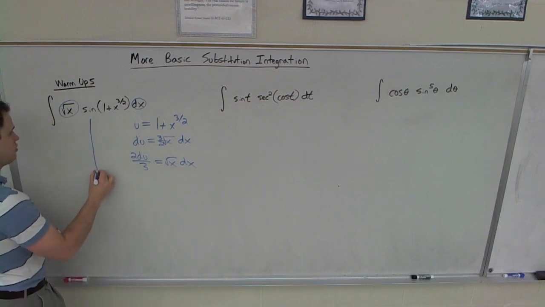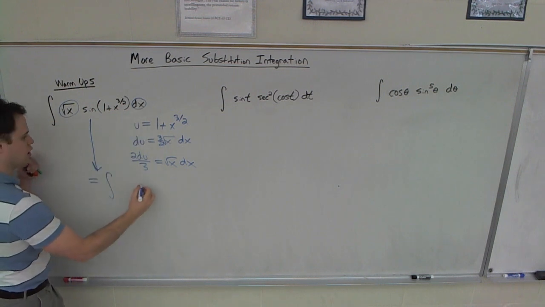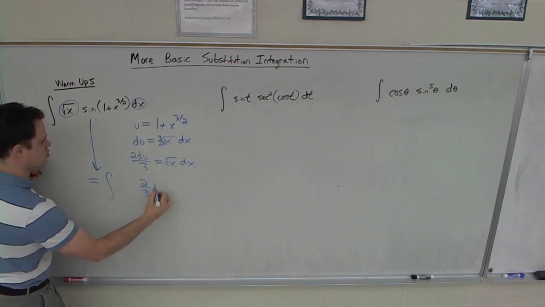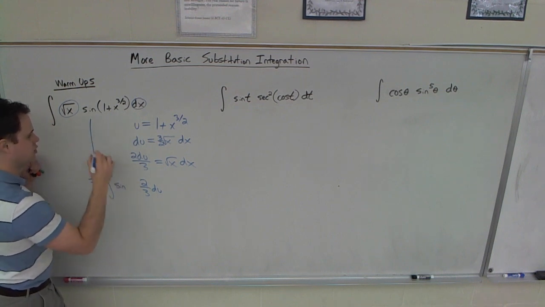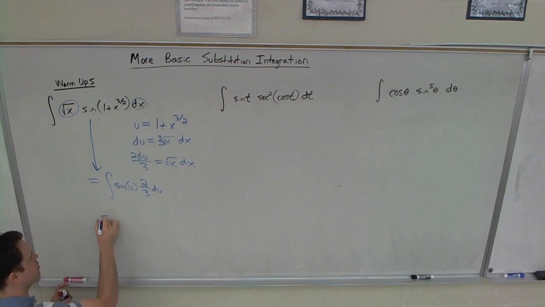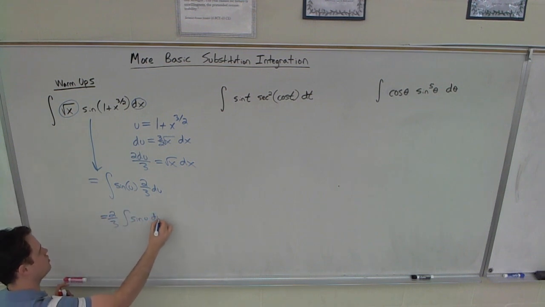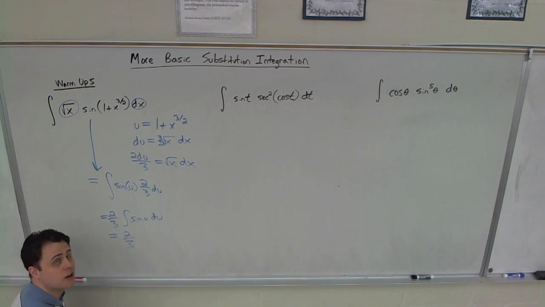Okay, so this integral can become equivalently, those parts are 2/3 du, and then what we have is the sine, and we call that whole inside u. So that's a constant, so I can bring it out in front, so that's going to be 2/3 the integral of the sine of u du, and of course sine is just an integral we should know factually.